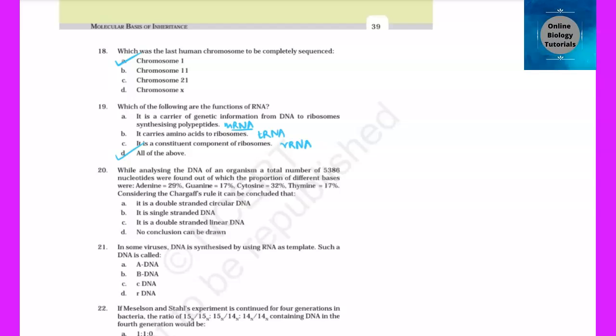Question number 20 is on Chargaff's rule. They have given the bases.